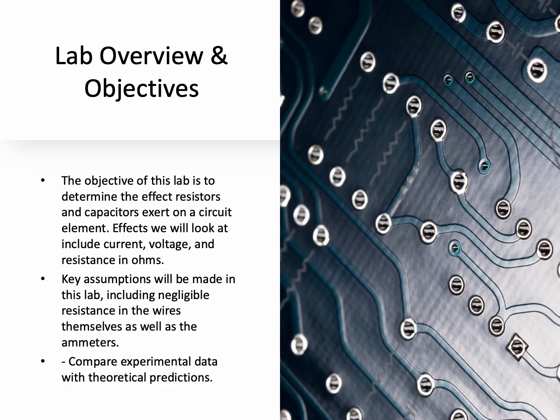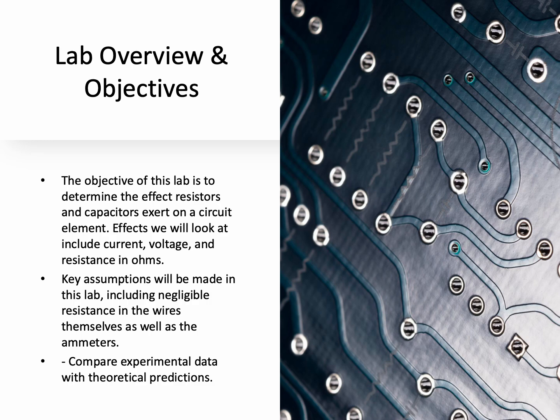For some overview of what this lab is about, the objective is to determine the effect of resistors and capacitors across an RC and a DC circuit. We will look at how these resistors affect current, voltage, and resistance measured in ohms.